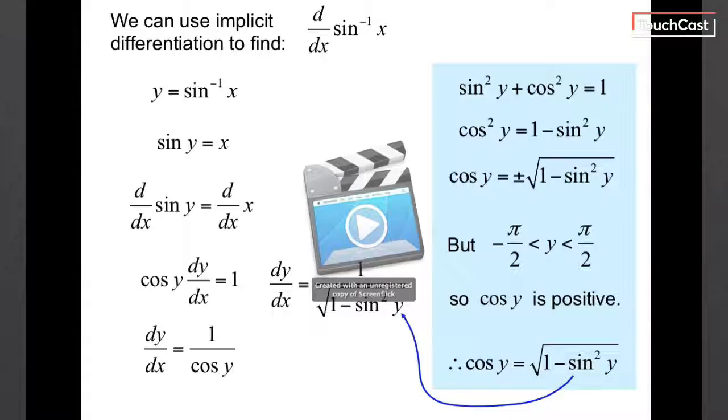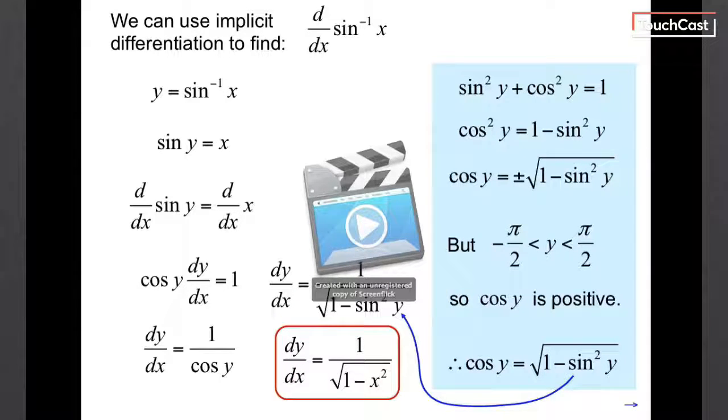So 1 over cosine y, I can replace with 1 over the square root of 1 minus sine squared y. And now every time I see sine of y, I'll replace it with x. This is how I get the derivative formula for inverse sine of x: 1 over the square root of 1 minus x squared.